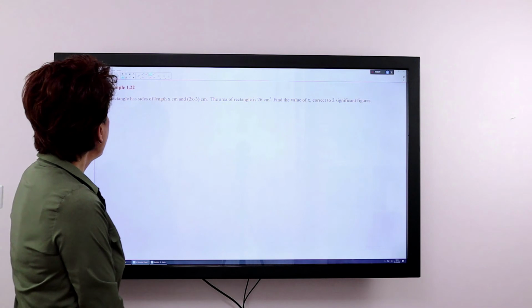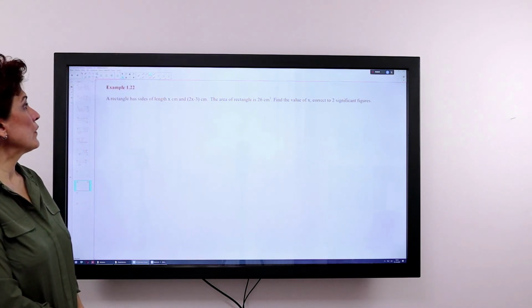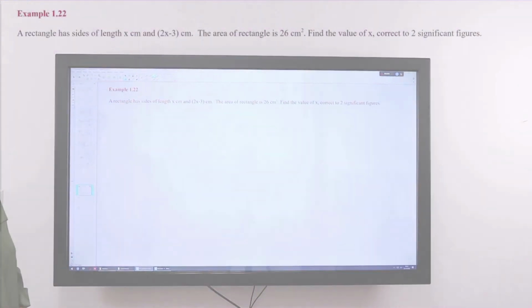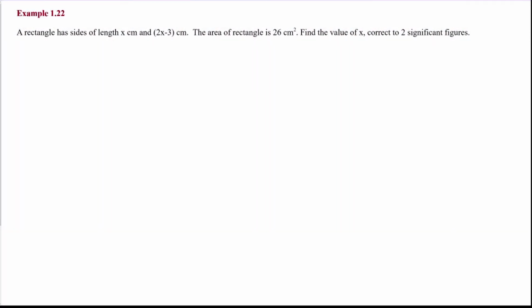Okay. A rectangle has sides of length x centimeters and 2x - 3 centimeters. The area of the rectangle is 26 square centimeters. Find the value of x correct to two significant figures.